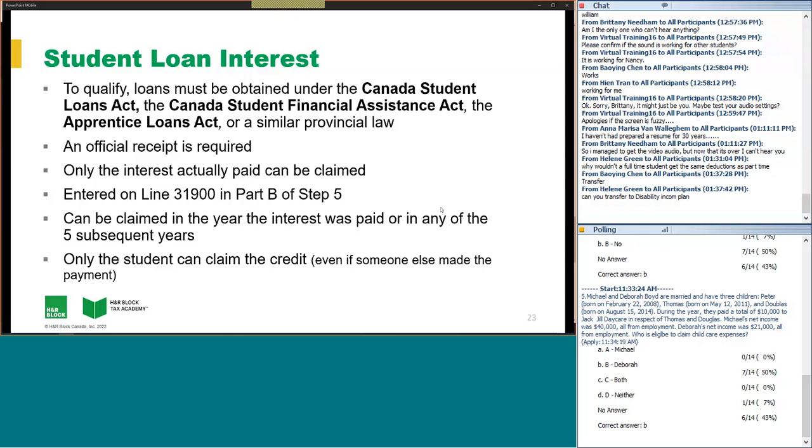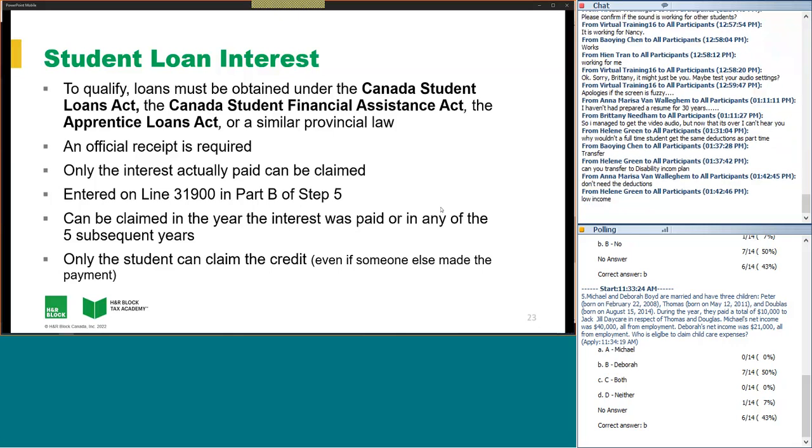Okay, and you can save it. So just like donations, you can save it for the next 5 years. Why might you choose not to claim your student loan interest the year you start paying your student loans? What is a reason to not claim it in that year? You might not need it. So a lot of students right after they graduate are very low income and they don't need non-refundable credits. They can save them.